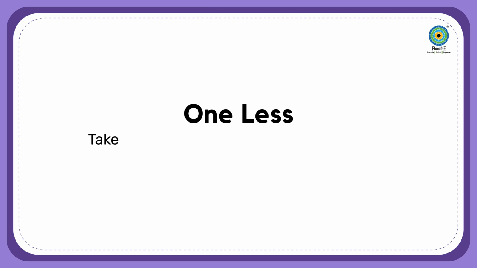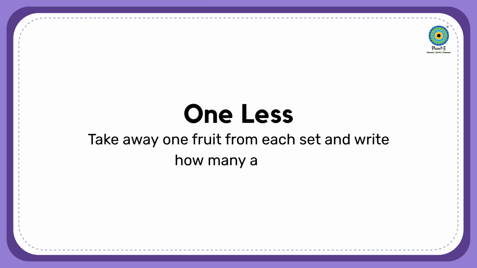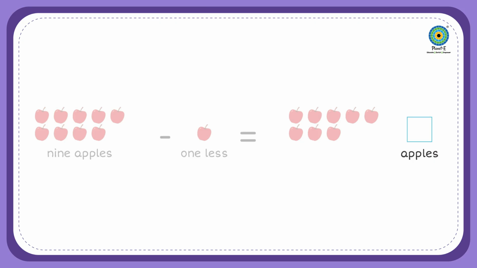1 less. Take away 1 fruit from each set and write how many are left. First we will count what we have.